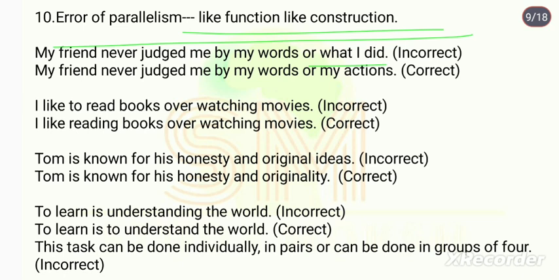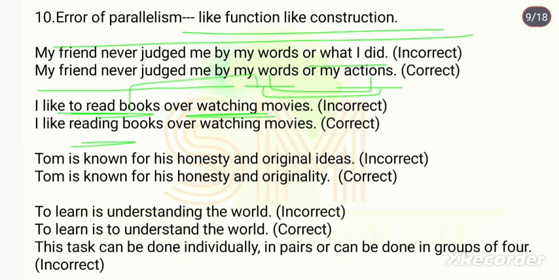What does parallelism say? My friend never judged me by my words or my actions. Both are parallel to each other, words and actions. Here we can see: I like to read books or watching movies. I like to read and watching, so these are not working parallelly. Like reading, watching, these are working parallelly, so this is parallelism. I like reading books over watching movies. This is correct. We can connect this sentence in the same sense of infinitive, like gerund is used here.